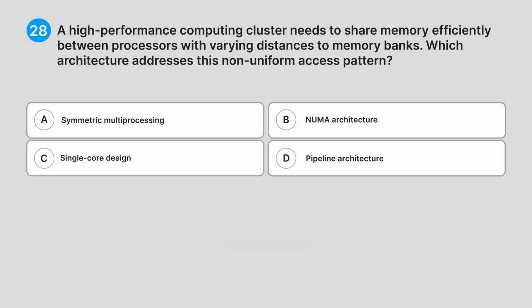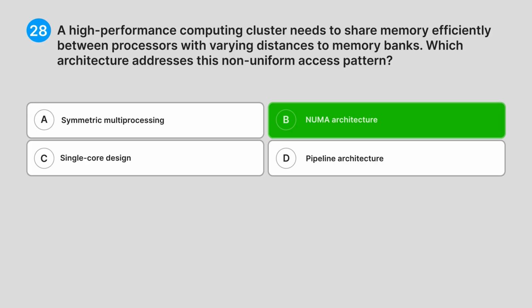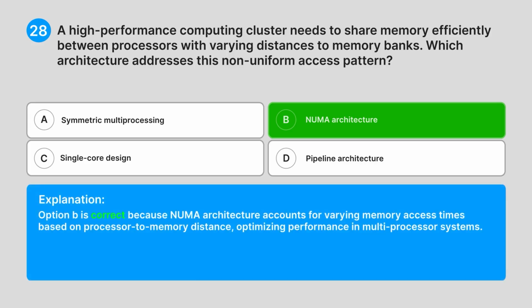Correct answer, B. NUMA architecture. Explanation: option B is correct because NUMA architecture accounts for varying memory access times based on processor-to-memory distance, optimizing performance in multiprocessor systems.